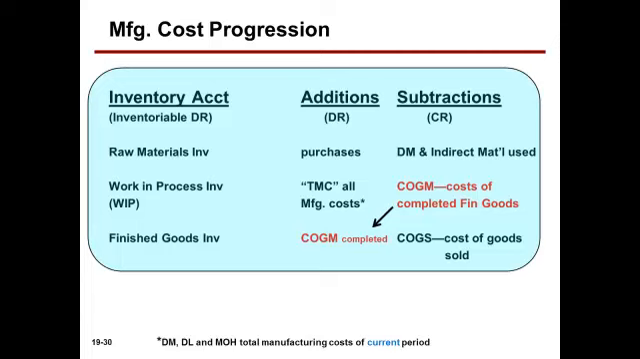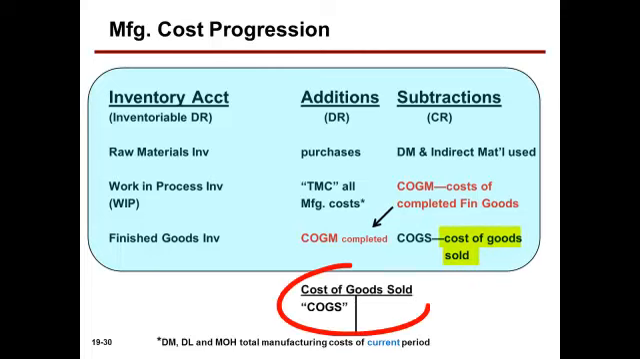Those costs are transferred to the finished goods inventory account as a debit. So it comes out of work in process as a credit, goes in as a debit to finished goods inventory. And as the finished goods are sold, those costs come out with a credit, and are transferred into a separate cost of goods sold account, which is an expense account on the income statement.